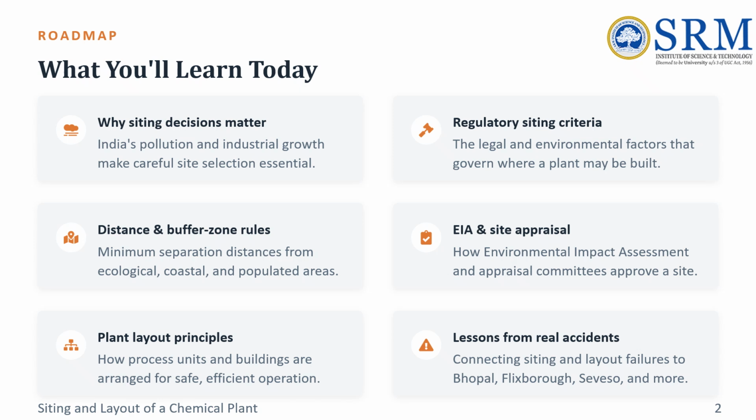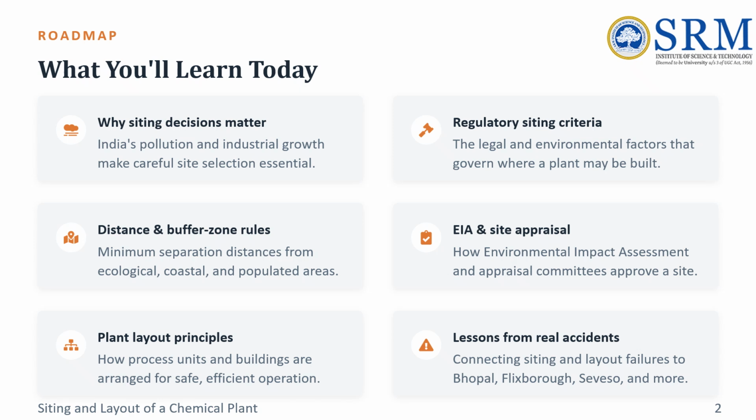First, we will understand why siting decisions are important, especially in rapidly industrializing countries like India. Second, we will study the regulatory criteria that govern the selection of industrial sites. Third, we will discuss the minimum distance and buffer zone requirements between industries and sensitive areas.